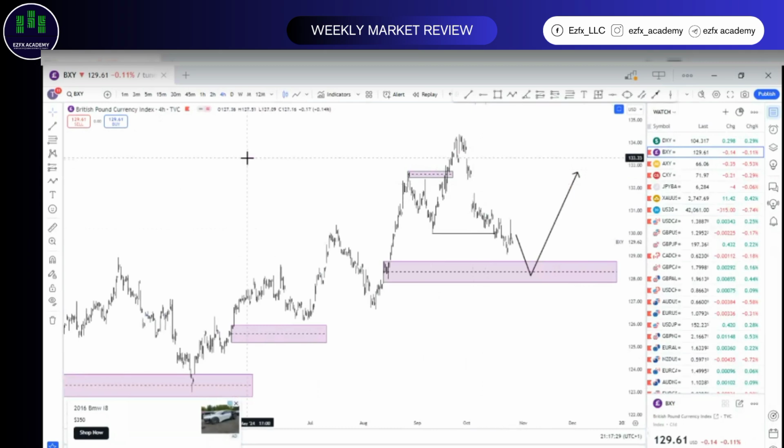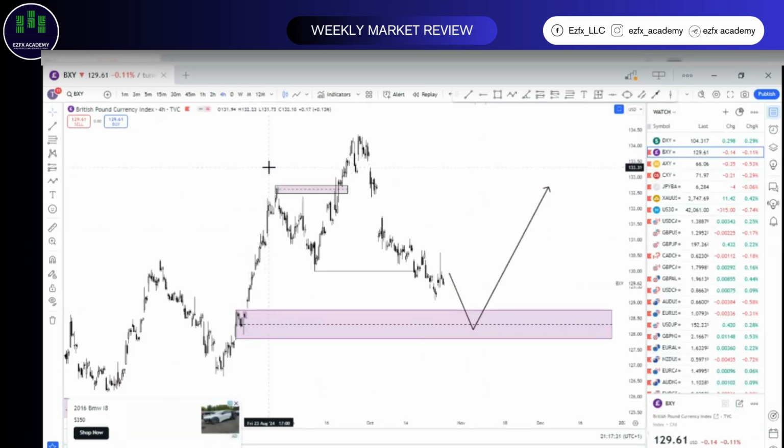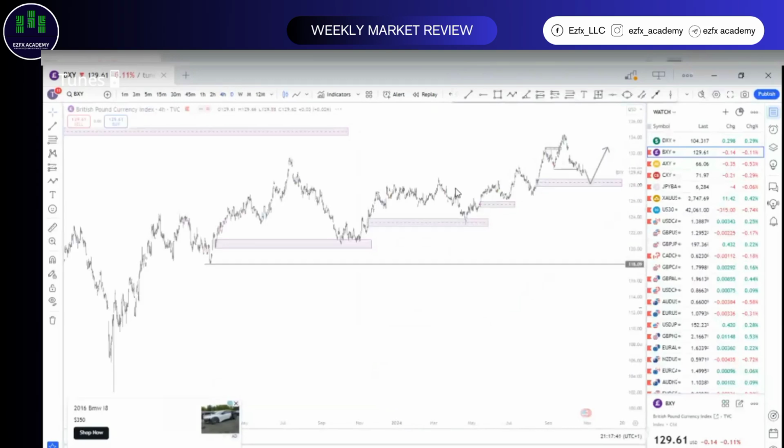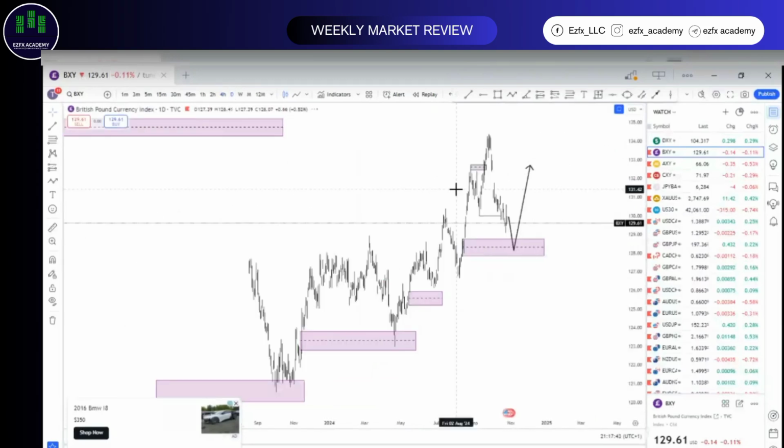So let's go on to BXY, the Great British Pound currency index. I think I'm also watching out for this one to drop, then rise. The reason why I'm saying this is very simple. From the overall time frame, from the overall structure, let me go up to the daily time frame. We could see it on the 4 hour still, but let me go up to the daily time frame to explain that better.